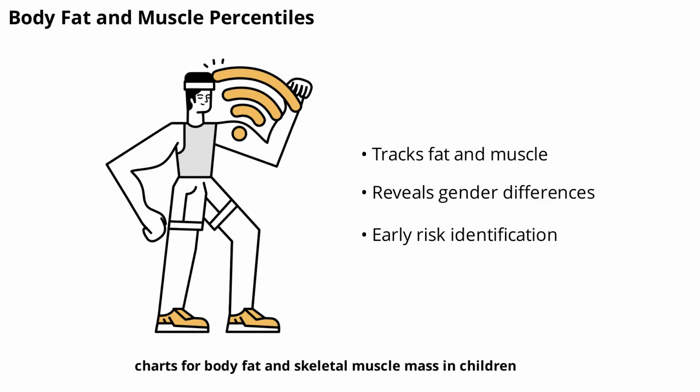Newer technologies like BIA allow for the creation of percentile charts for body fat and skeletal muscle mass in children. These charts reveal gender differences in fat patterning and help identify children with high fat mass and low muscle mass, even if their BMI is normal. This can signal early risk for conditions like sarcopenic obesity and poor glucose metabolism.